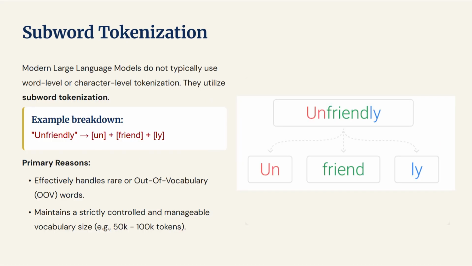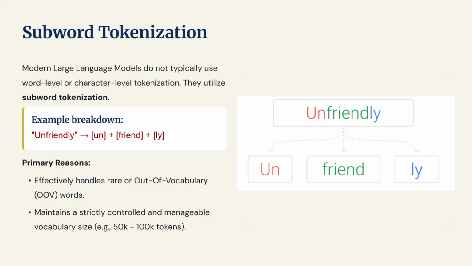Modern LLMs don't use word level or character level tokenization. They use subword tokenization. The key idea is that words are broken into meaningful subunits. For example, the word unfriendly becomes un plus friend plus ly. Each piece is a token.